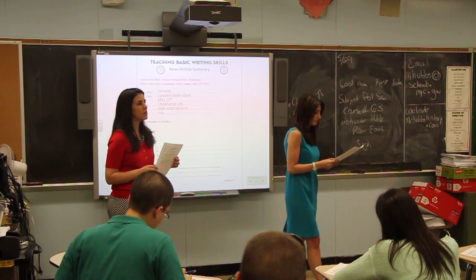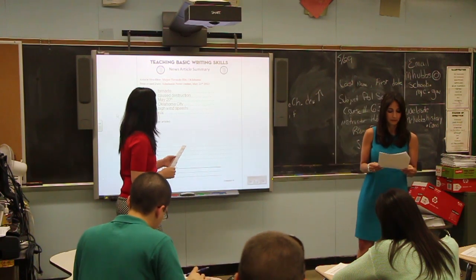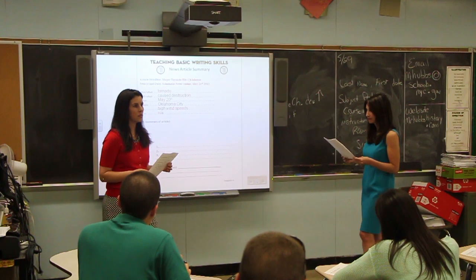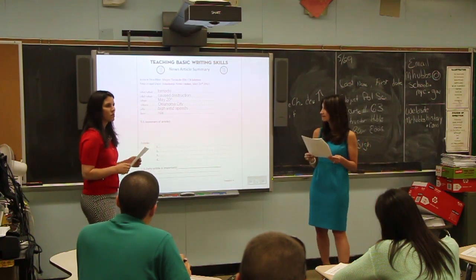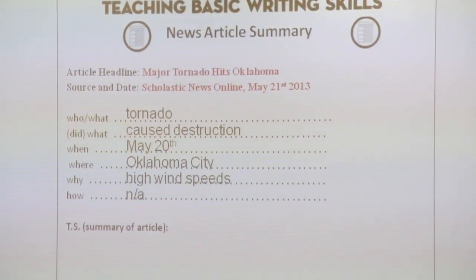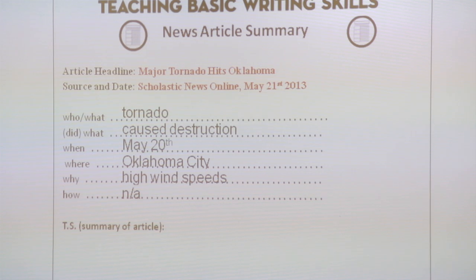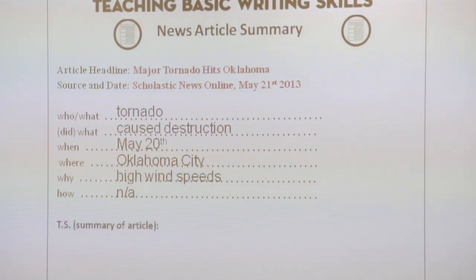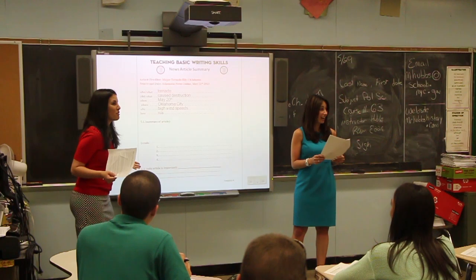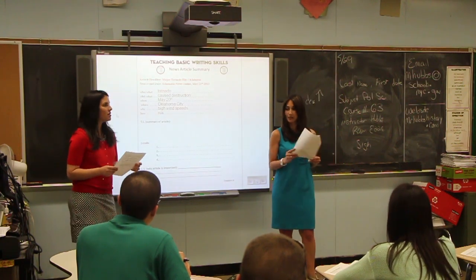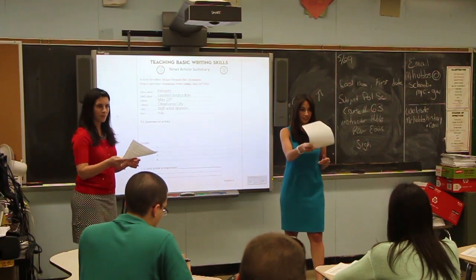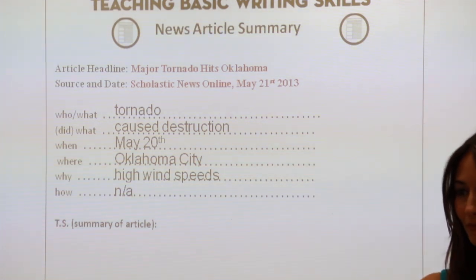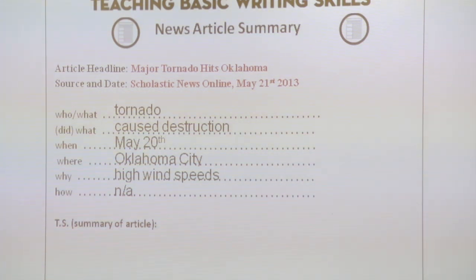Christine. On May 20th, 2013, a tornado or a complex weather event formed inside a thunderstorm caused destruction inside Oklahoma City. Nice. Very good. Very nice. And I like how you took the why and turned it into a positive, which if our kids did that, we would be absolutely thrilled. That's very cool. Excellent. Anyone have a different one? Steve. On May 20th, a tornado destroyed hundreds of homes in Oklahoma City because of its high wind speed.